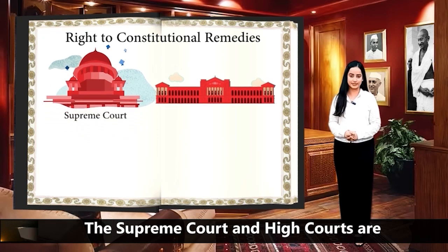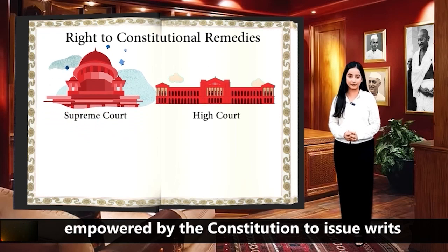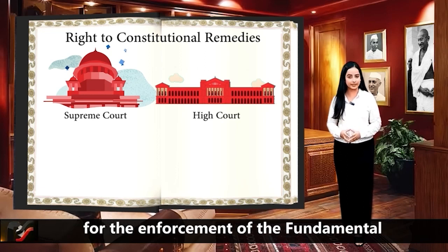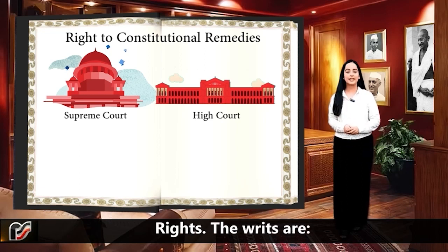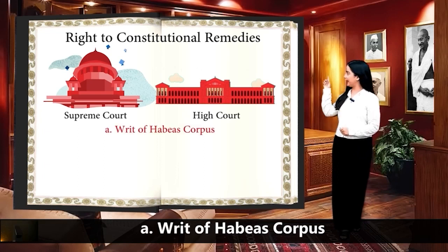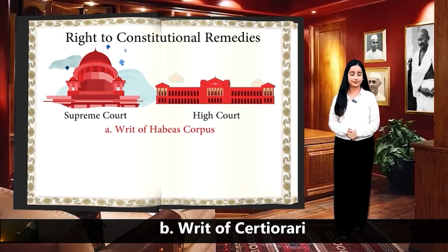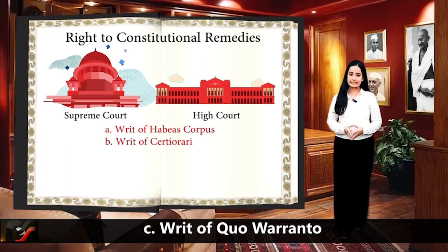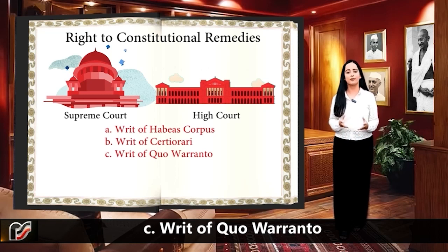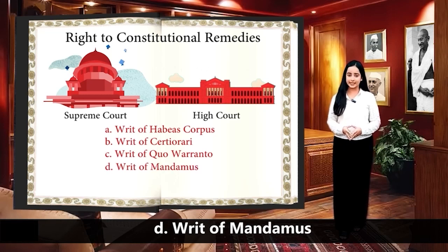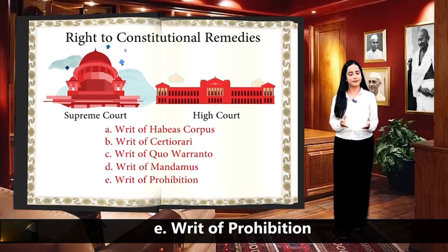The Supreme Court and High Courts are empowered by the Constitution to issue writs for the enforcement of the fundamental rights. The writs are: A. Writ of habeas corpus, B. Writ of certiorari, C. Writ of quo warranto, D. Writ of mandamus, E. Writ of prohibition.